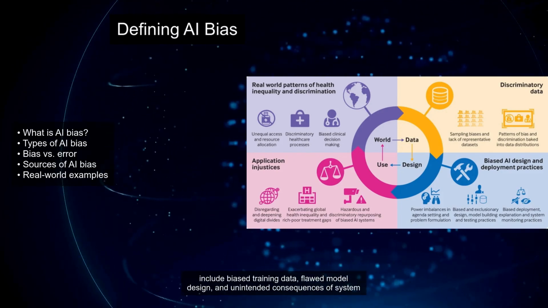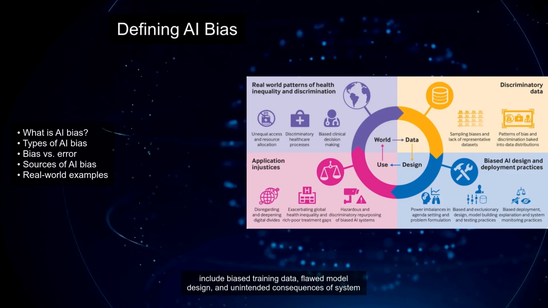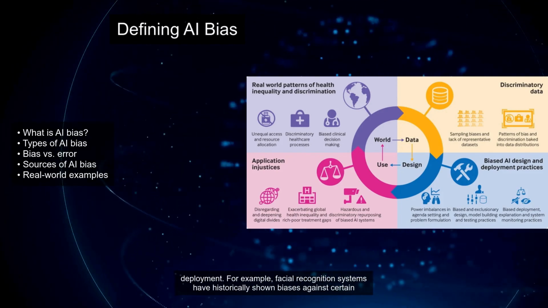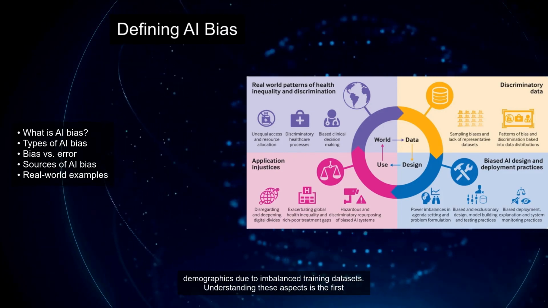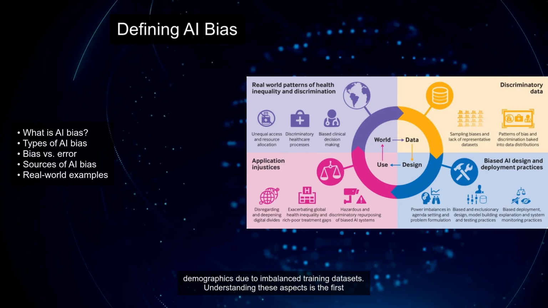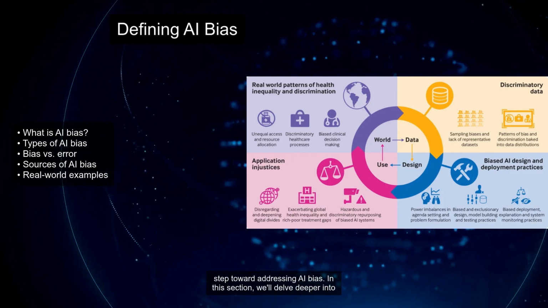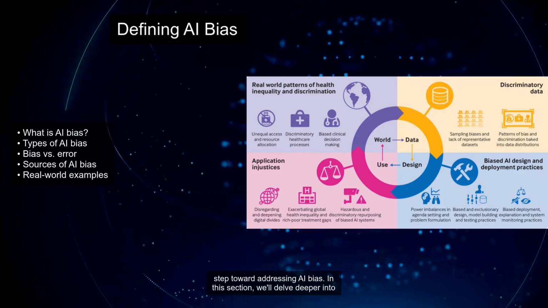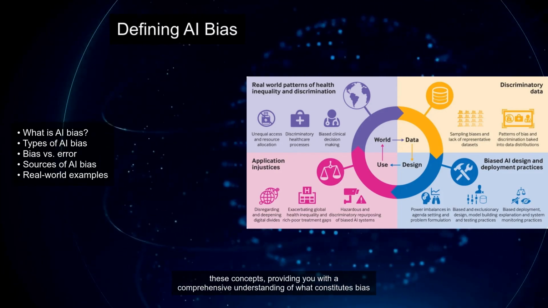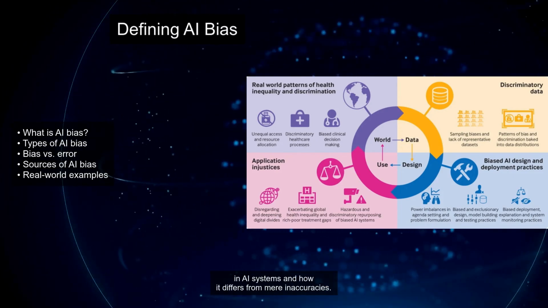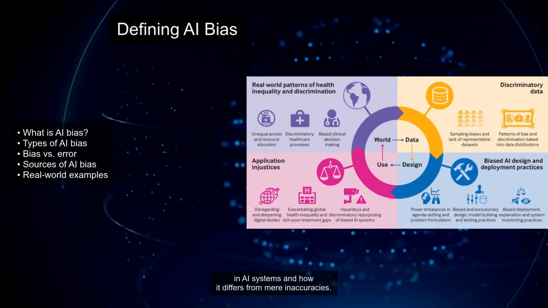Common sources of AI bias include biased training data, flawed model design, and unintended consequences of system deployment. For example, facial recognition systems have historically shown biases against certain demographics due to imbalanced training datasets. Understanding these aspects is the first step toward addressing AI bias. In this section, we'll delve deeper into these concepts, providing you with a comprehensive understanding of what constitutes bias in AI systems and how it differs from mere inaccuracies.